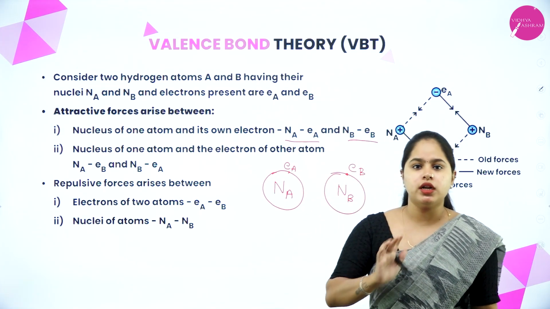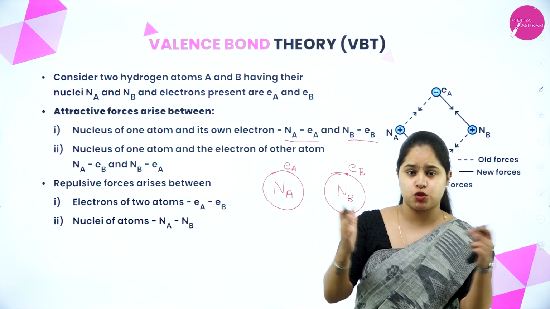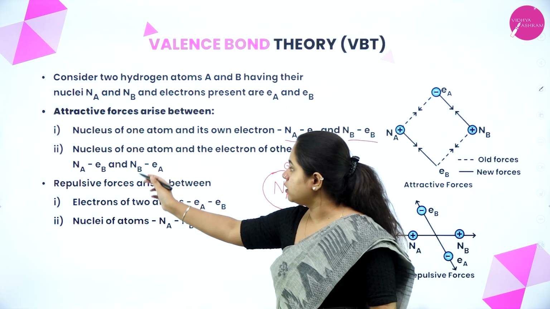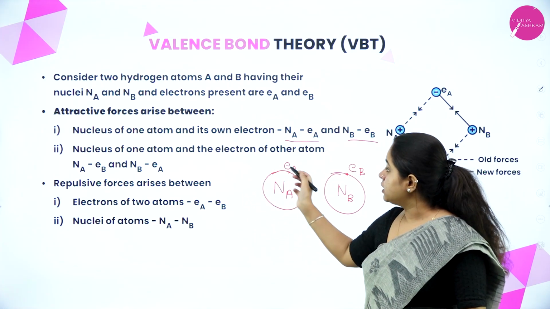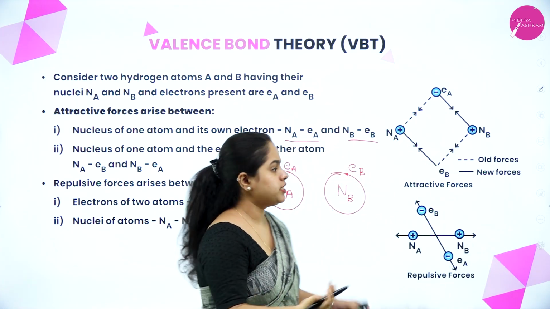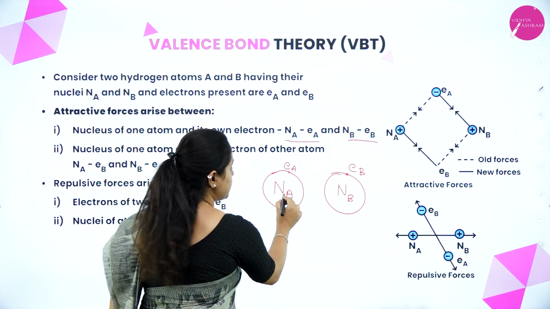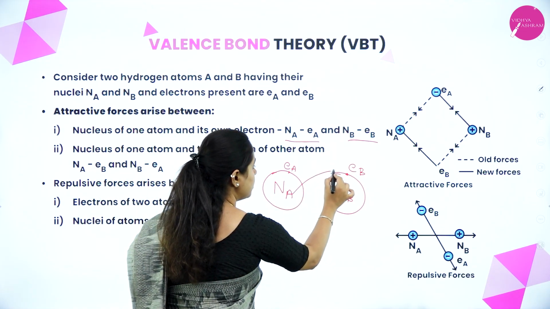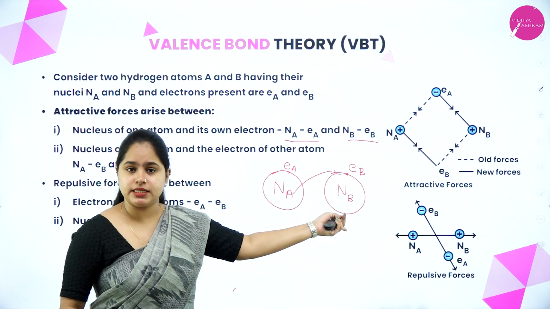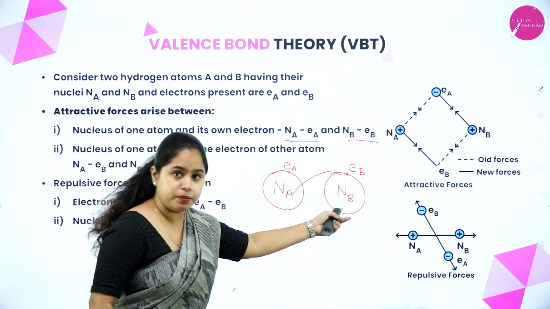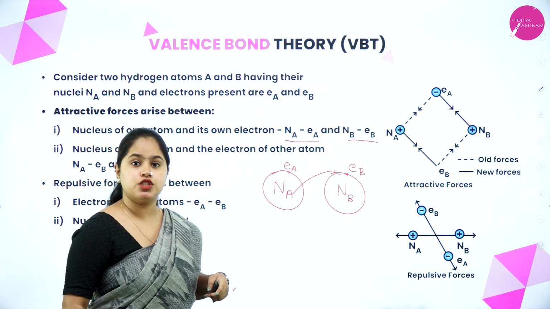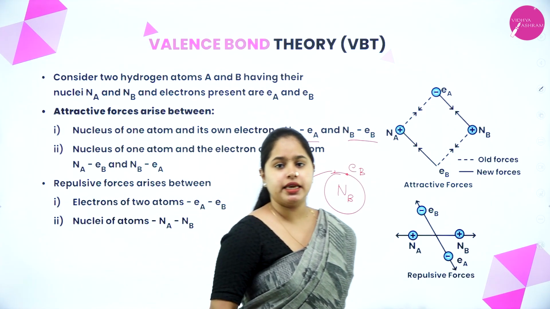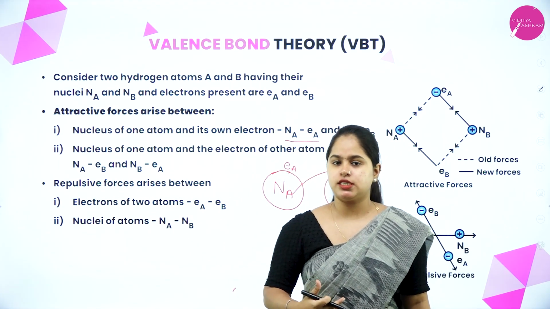Now there is one more attractive force that is possible when these two atoms are coming together: the nucleus of one atom and the electron of the other atom. That is, when they come close together, the nucleus of atom A attracts the electron of atom B, and the nucleus of atom B attracts the electron of atom A. I hope that is clear. So these two attractive forces are acting there.